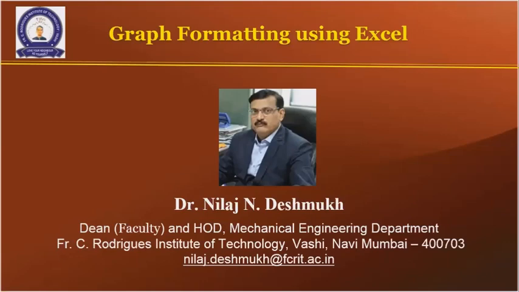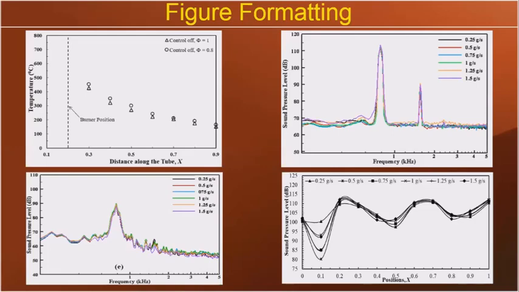Presenting the data in the form of a quality graph increases the chances of the paper being accepted by a refereed journal. Here I have shown different graphs with different formatting. The axis title and different legends should have a little bit larger font size than the normal text size. If you reduce the size of the graph, the text present in the graph should still be clearly seen.